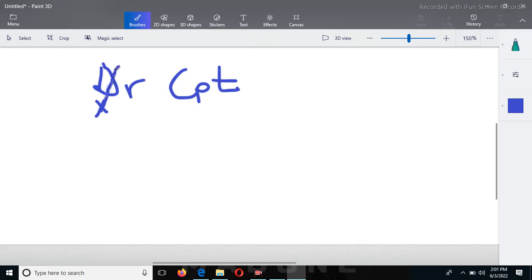Do we have a radius? No. Do we have a cyclic quad? Yes. Do you have parallel lines? Yes. Do we have a tangent? Let me go and check.